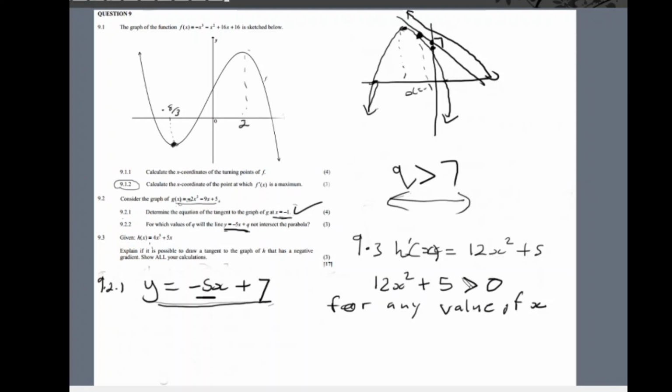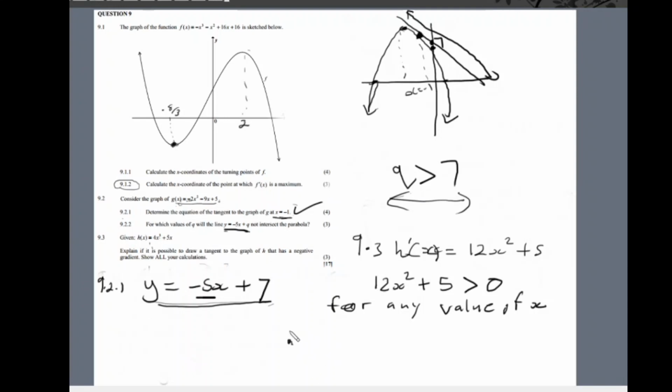So because this is greater than 0, it means the gradient of this function at all the points will always be greater than 0, meaning this function is an increasing function for all values of x, right? So this is an increasing function for all values of x. Now because it is an increasing function for all values of x, we cannot draw a tangent which has a negative gradient for this function, because the function is always increasing, right? So a tangent line with a negative gradient won't be possible for this function, right?